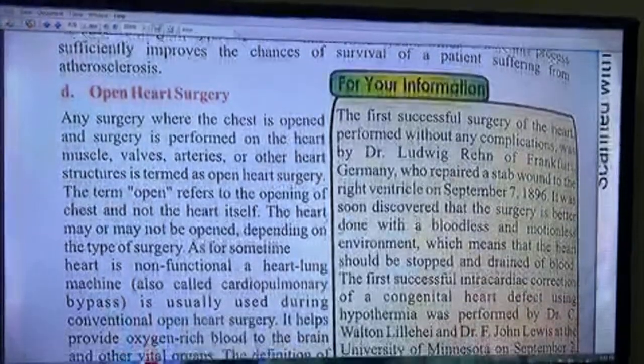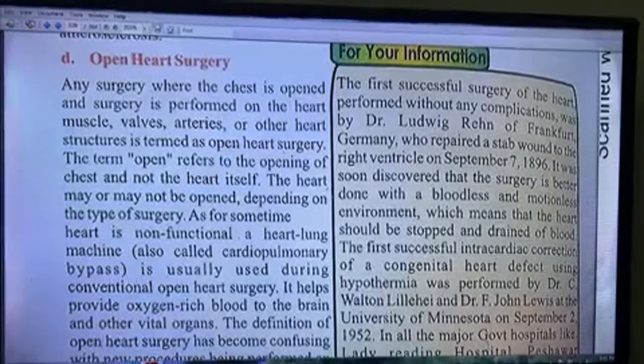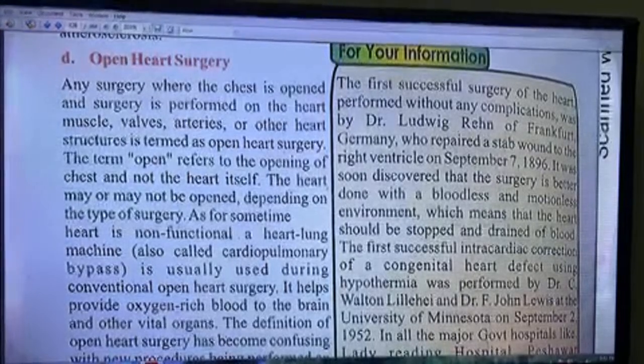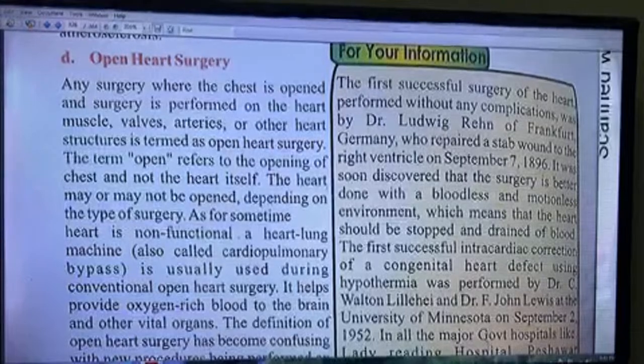Open heart surgery. Any surgery where the chest is opened and a surgery is performed on the heart muscle, valves, arteries, and other structures is termed open heart surgery. The term open refers to opening of the chest and not the heart itself. The heart may or may not be opened depending on the type of surgery.